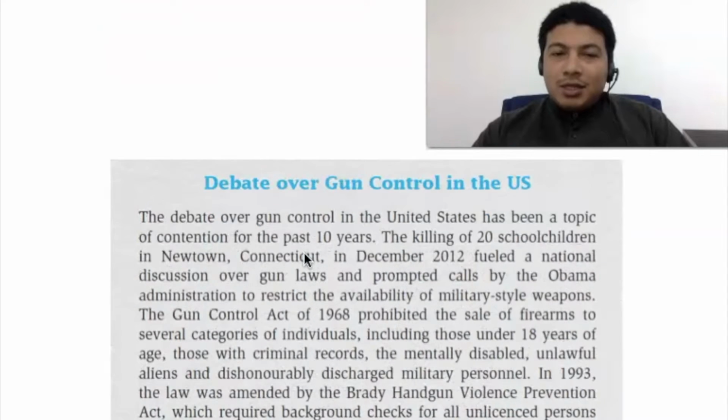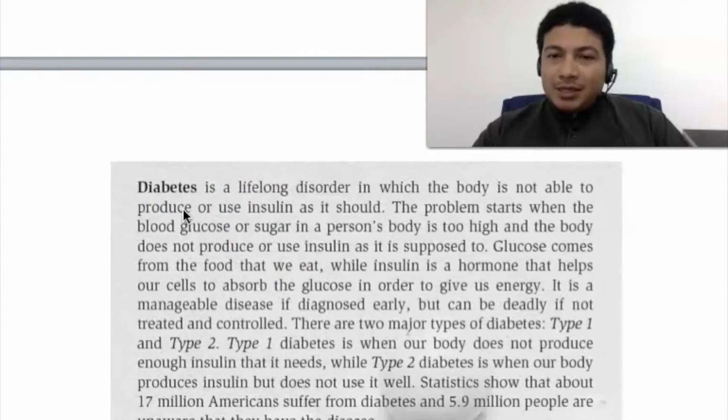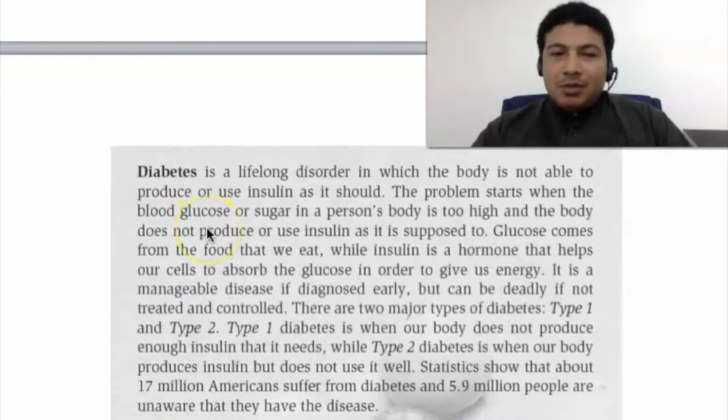don't say the stated main idea is diabetes. So that is the topic. Stated main idea has to be in a sentence. So the stated main idea of this passage is that diabetes is a disorder in which the body is not able to produce or use insulin as it should.